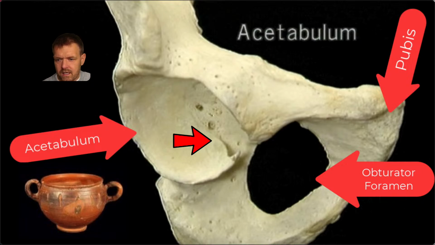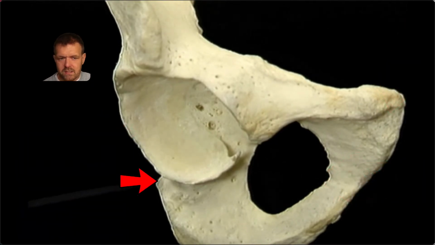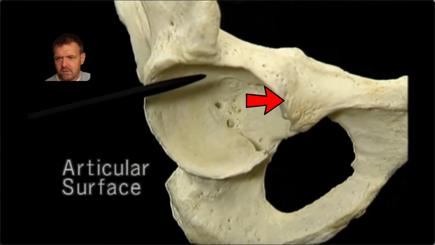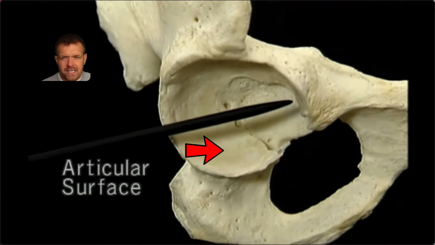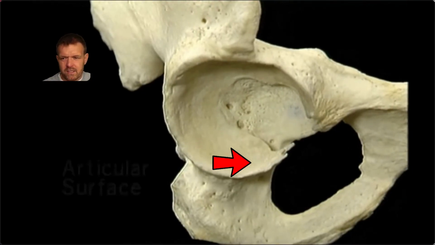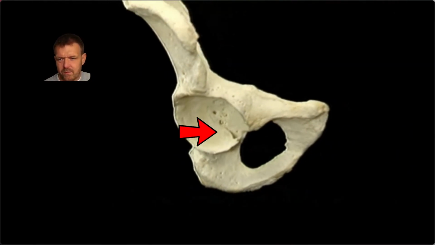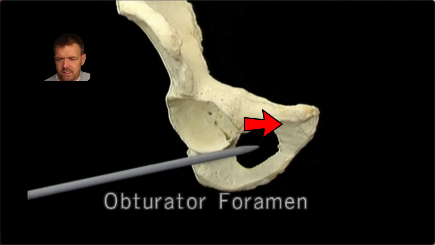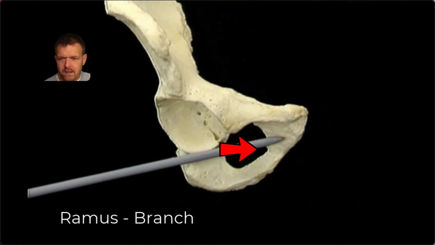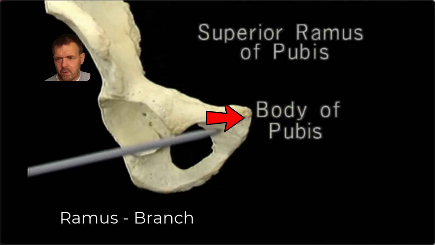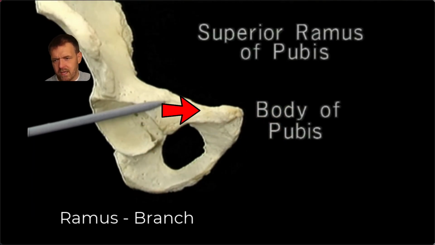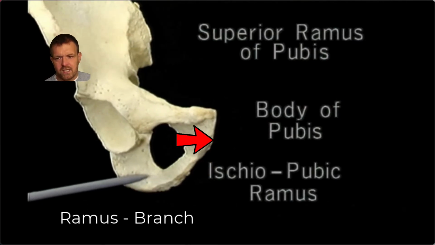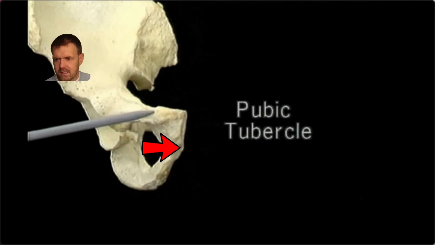Okay, so let's add some more things onto that. So there's the lunate surface, or the articular surface. Articulation just means a join. So this is where the head of the femur will join into that socket. Obturator foramen just here, and then the body of the pubis, superior ramus, and then the ischio-pubic ramus, or the inferior ramus.